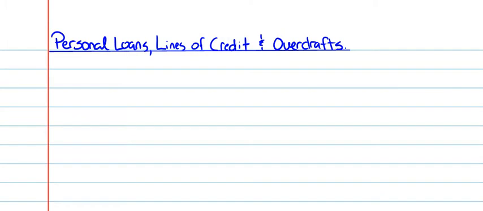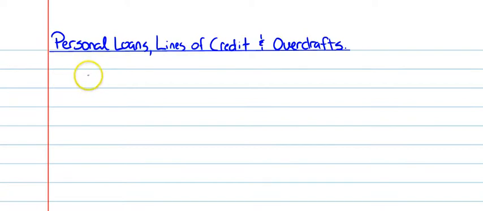Okay, in this session we're going to look at some personal loans, lines of credit, and overdrafts. So first of all, if you could go to page 315 in your workbook, take a read over those definitions and make sure you understand what they mean. I want to stress that here we're not learning anything new. We're just tweaking what we already know.